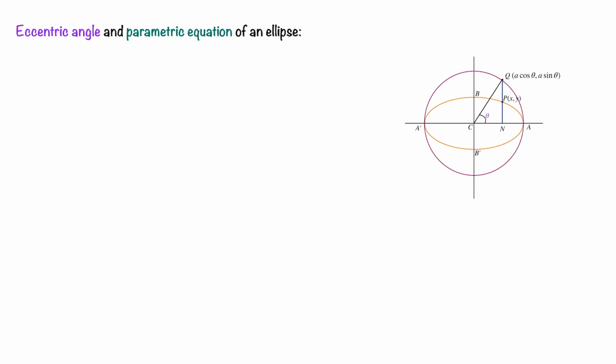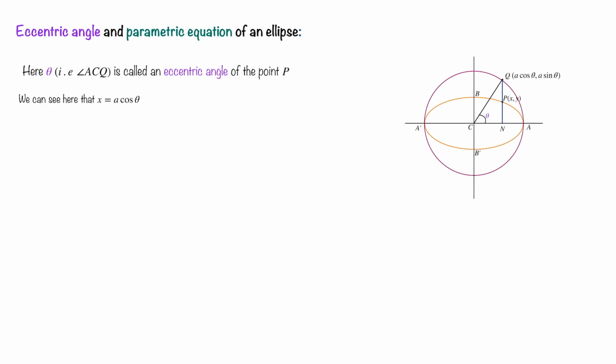Okay, here this angle ACQ is called the eccentric angle of this point P. This angle theta is called the eccentric angle of this point P. And also this QN is a vertical segment, so any point on the segment must have the same x coordinates. So in particular, this x also should be equal to a cos theta. Therefore, we can see that here x must be equal to a cos theta.